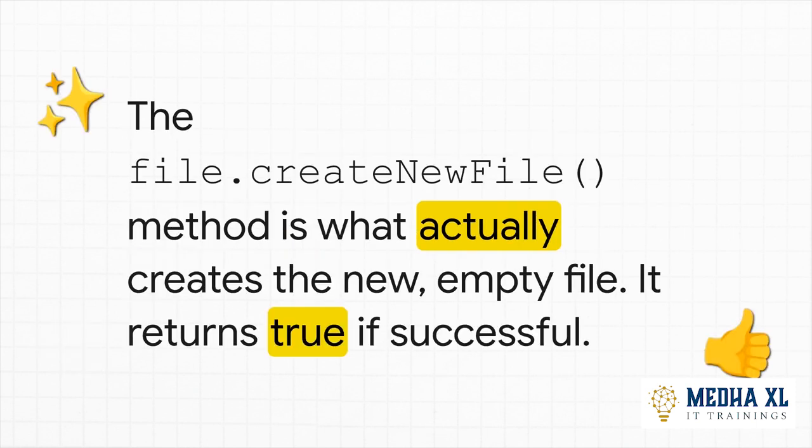So how do we make the file for real? It all comes down to one simple command: file.createNewFile. That one line of code is what tells your operating system, hey, for real now, make me a new empty file right here. It's actually pretty helpful too. It'll return true if it worked or false if, say, that file already existed.